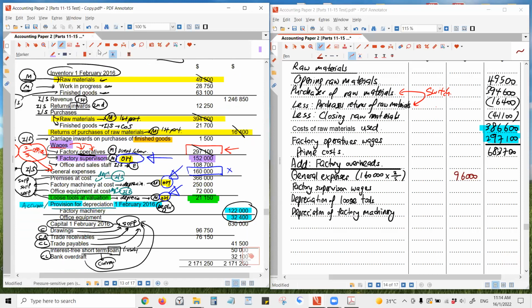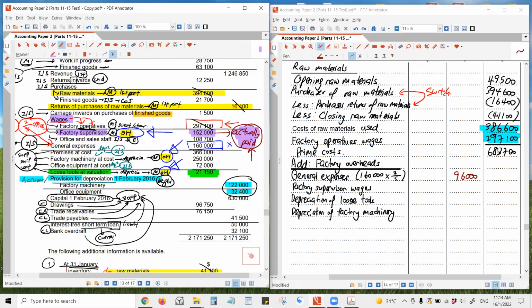In a trial balance, when you see something that you have to pay, the amount here actually refers to the amount you have actually paid. Throughout the year, you have paid a total of $152,000 to your factory supervisors for their work done in the factory. This is the amount actually paid. In a trial balance, when you see something that you have to pay, that amount refers to the amount you have actually paid during the year.